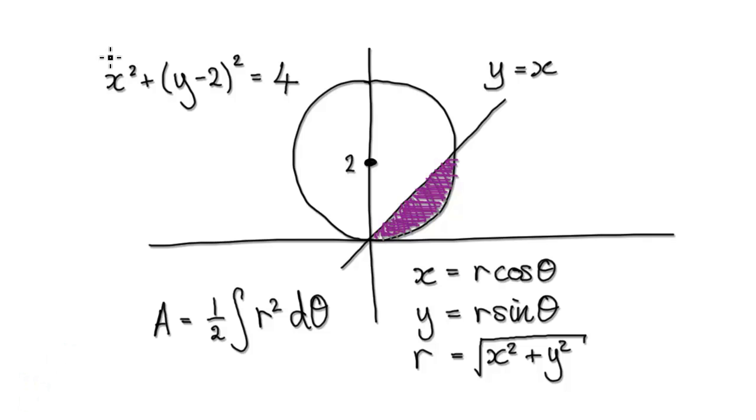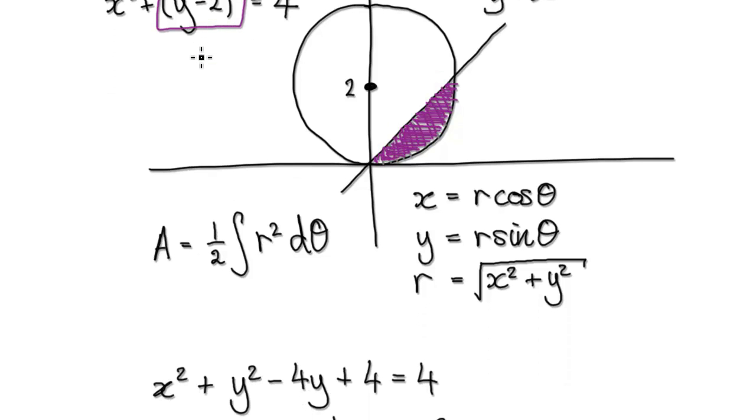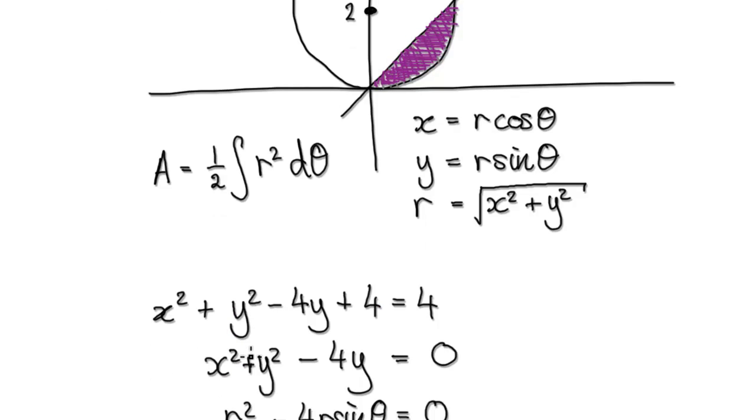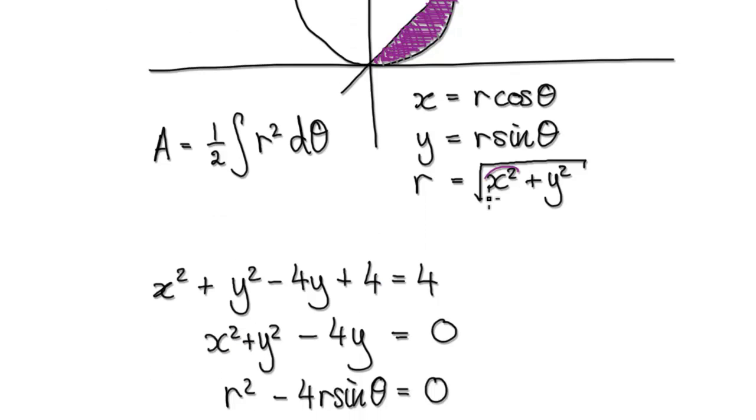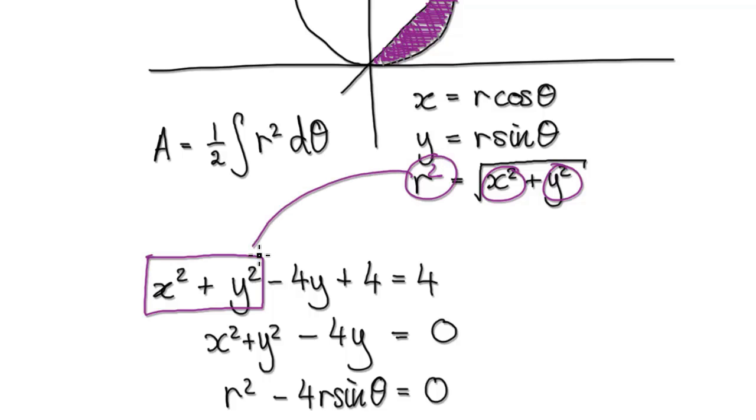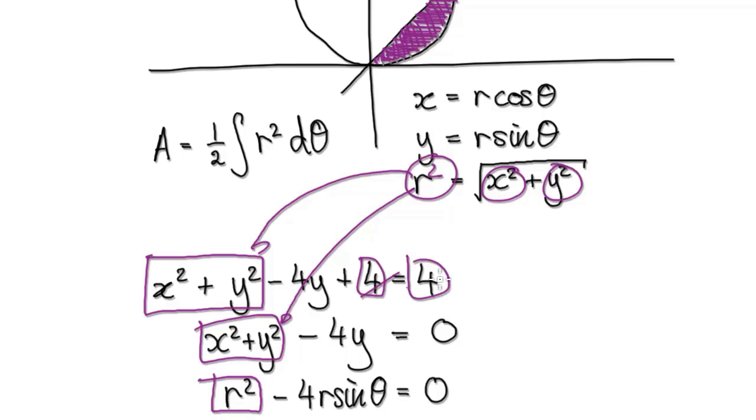Okay, so first step is to convert this into polar coordinates. So let's multiply this out. That will then give us this thing here. So when you're trying to convert from Cartesian into polar form, always keep an eye out for x squared plus y squared. Here you've got x squared plus y squared, so you can put r squared into here. By the way, these two 4's, they cancel each other out.